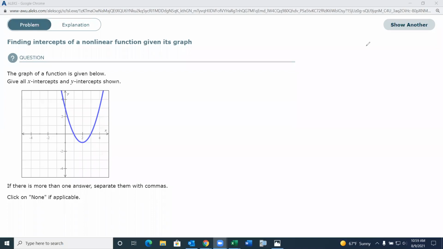Okay, so we're looking for x and y intercepts of the graph of the function. So the function is this parabola right here. And so an x-intercept is where the function intercepts or hits the x-axis. So the x-intercepts are going to be at 1 and 3.